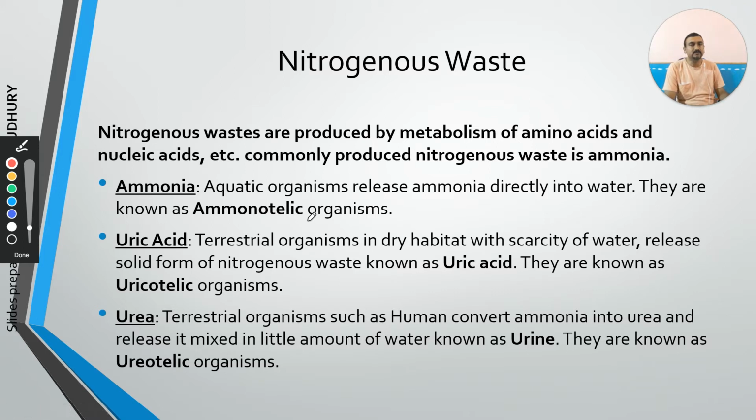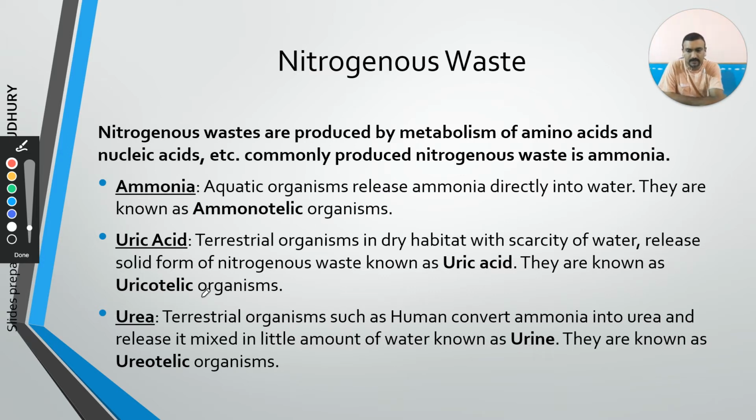The organisms for whom water is very scarce and who cannot afford to lose any water convert the ammonia into a harmless form which can be accumulated in the body for some short period of time. That's called uric acid. It's a crystallized form and that is released in the form of uric acid. Such organisms are called uricotelic organisms. Most of the reptiles, even the birds, are uricotelic in nature because they release uric acid directly.